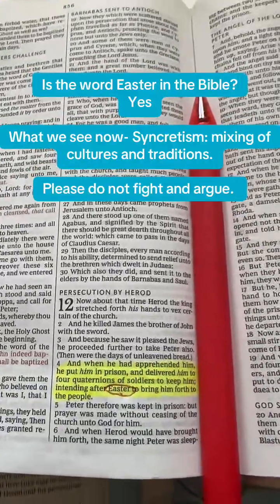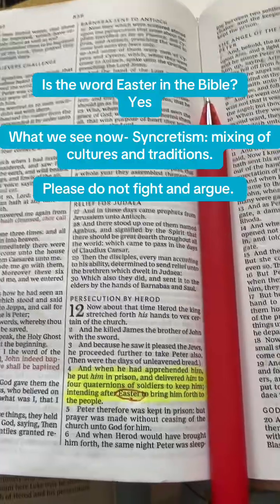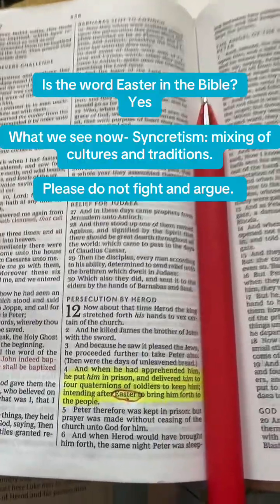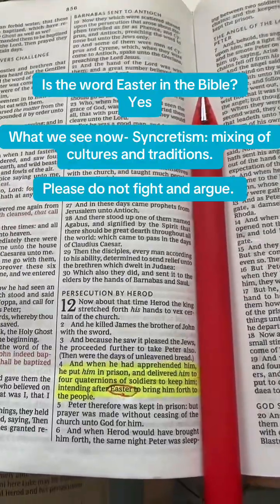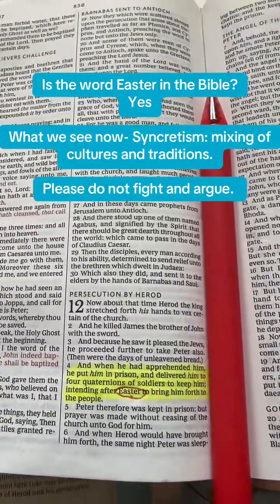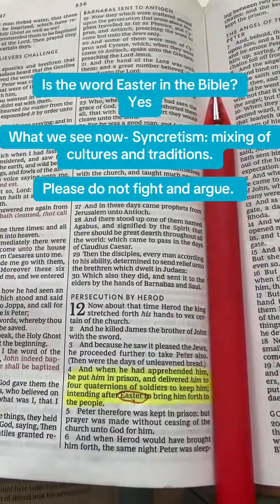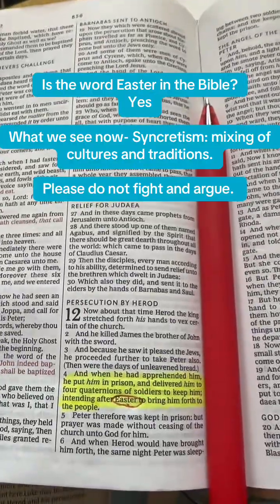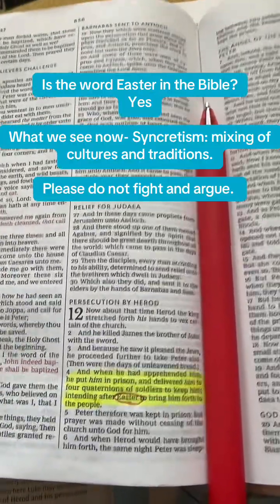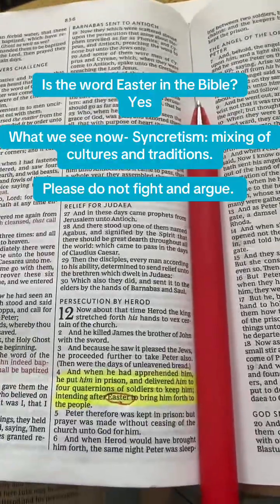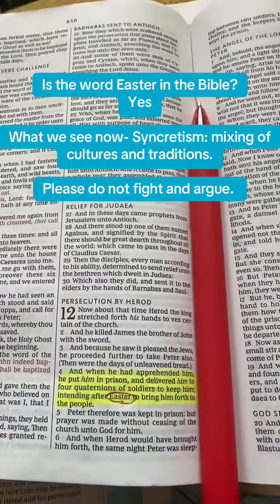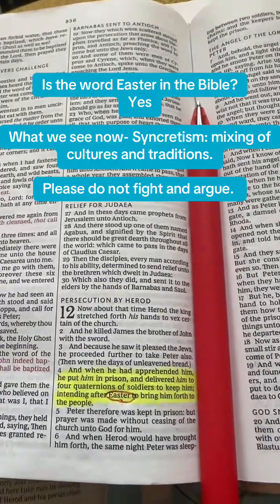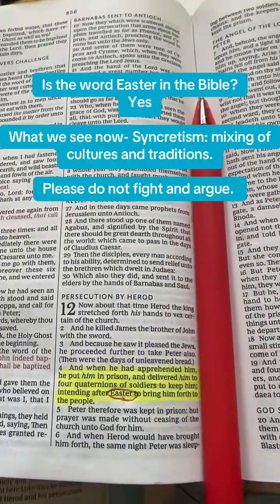Is Easter pagan? We need to have a deep understanding of syncretism. Syncretism. I'll probably put the word on the screen. So this is where all the confusion comes up. There are three separate things happening. The biblical event, which is the resurrection, which is 100% Christian, rooted in Scripture, tied to Passover, and celebrated by the early church as Pascha.